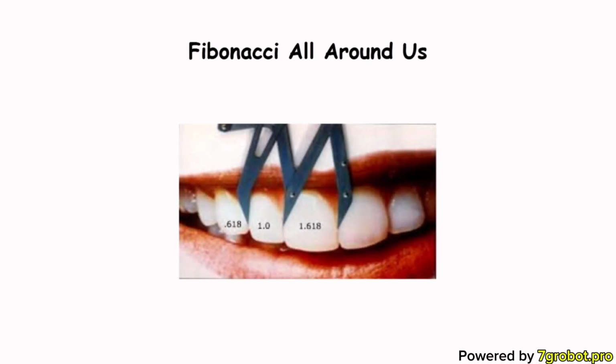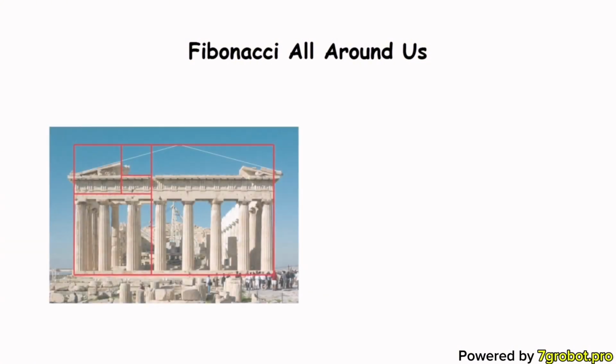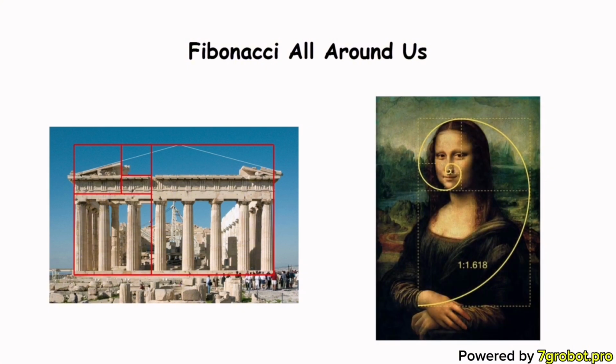Dentists have noticed that these proportions appear in people with perfect smiles, so they started making dentures in the same proportion. Some of the most beautiful buildings have been built in accordance with the golden ratio as well. Even the great artist Leonardo da Vinci painted his Mona Lisa in accordance with these proportions.